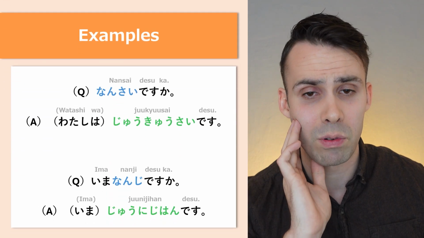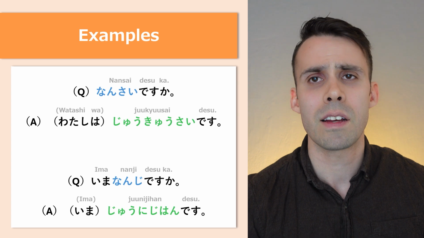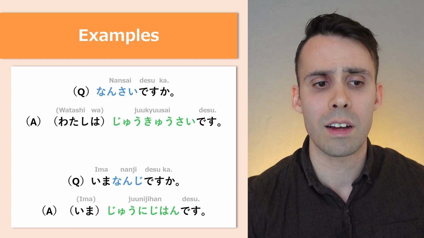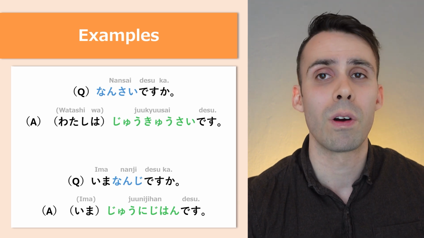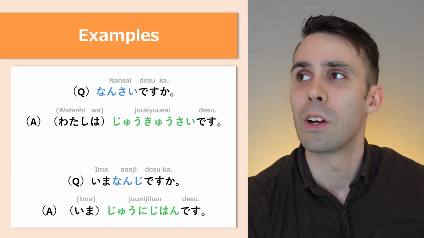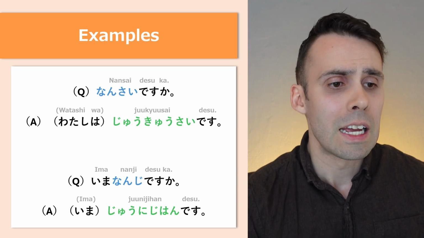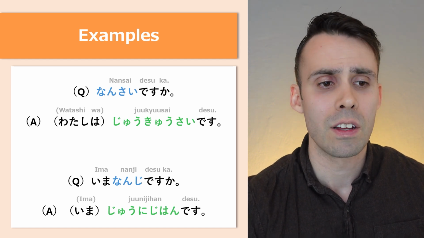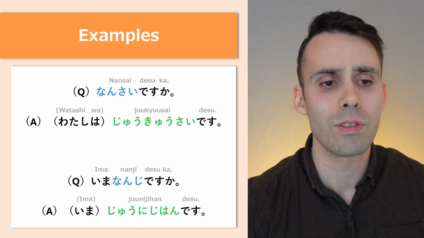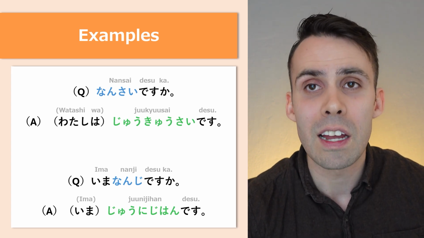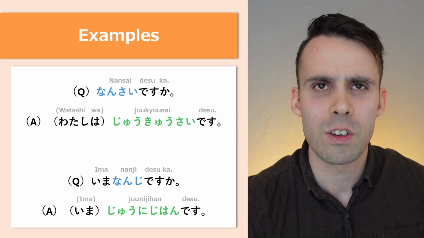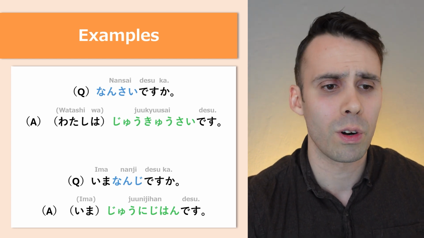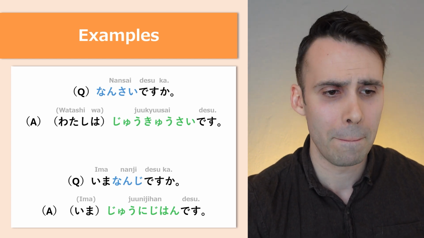So here are some examples. You might be asked, nansai desu ka? And you can answer, watashi wa 19 sai desu, if you are a 19-year-old girl, or a boy, or whatever. You can also skip watashi wa and just say 19 sai desu, or whatever age you are. And a part of lesson 1 is actually learning the numbers, which I won't cover here, but you can work out your own age using the book.